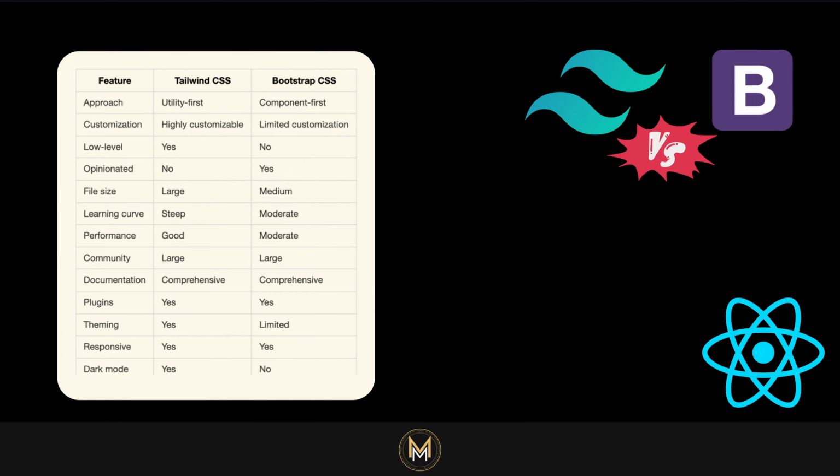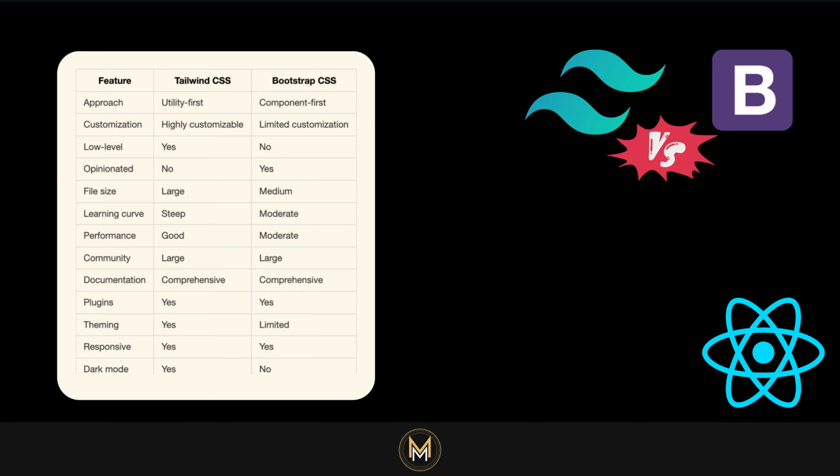Now, Tailwind CSS versus Bootstrap CSS, there are some differences, and I composed a little table here to see how they differ. So, approach: utility-first for Tailwind CSS, component-first for Bootstrap. The first thing that I'm going to say is always Tailwind CSS, the second one will be Bootstrap. Customizable: highly customizable, limitedly customizable. Low level: yes for Tailwind CSS, no for Bootstrap. Opinionated: no for Tailwind CSS, yes for Bootstrap.